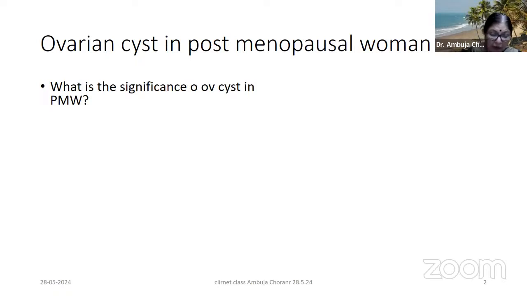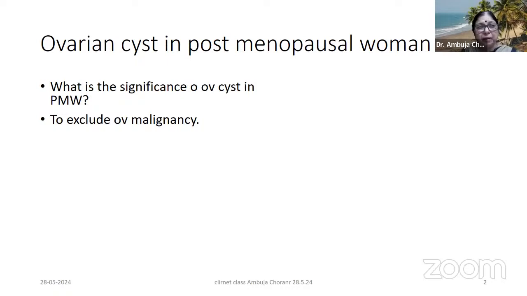So I want to insist and tell what type of cyst we should be worried about and what cyst we should not be worried about. And in postmenopausal women, what is the significance of an ovarian cyst? How should we think of it?